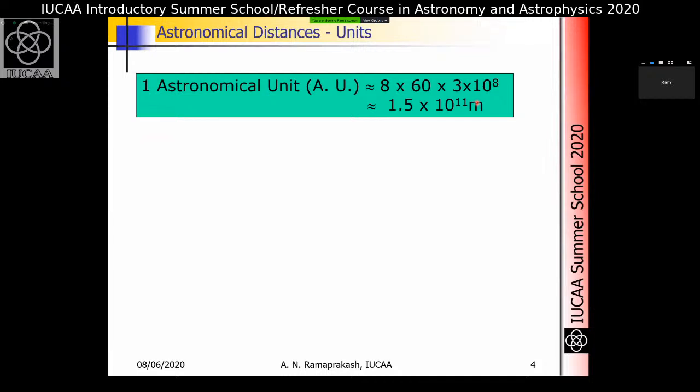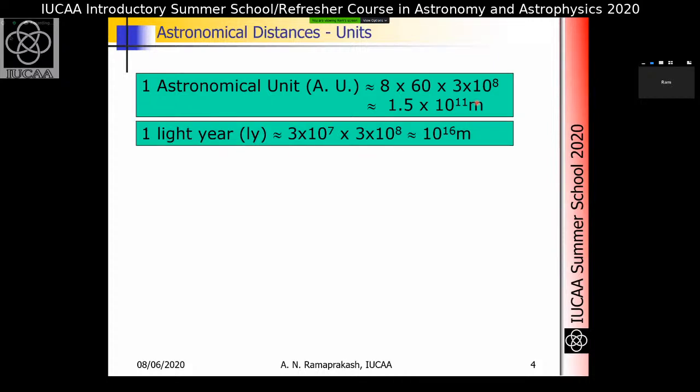Astronomers use a different unit, which we all know about, which is called the light year, the distance traveled by light in 1 year. So if there are 3 × 10⁷ seconds in 1 year, and light travels 3 × 10⁸ meters in 1 second. So 1 light year is about 10¹⁶ meters. So it is 10⁵ times larger than one astronomical unit.